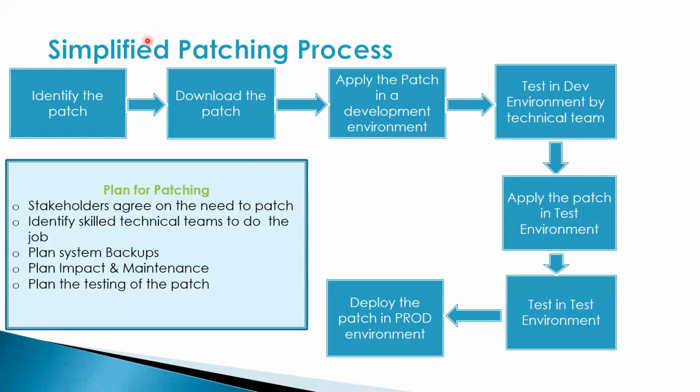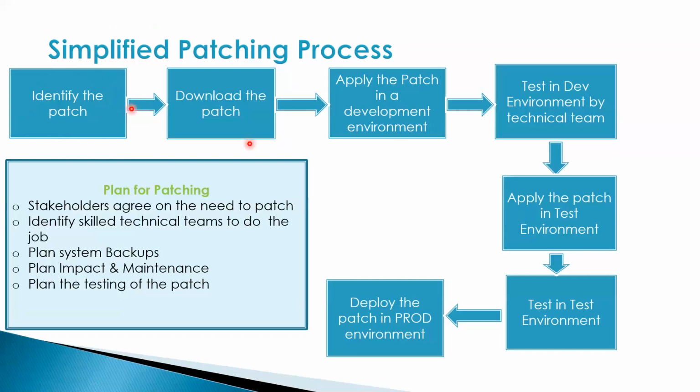Now, this is a simplified patching process, and I'm going to go through it really quickly. The first step would be to identify the patch. Normally this is done by the functional and technical team. As a functional consultant, you will have discussions with the technical team and seek to identify which patch is best to fix whatever the problem or issue is.